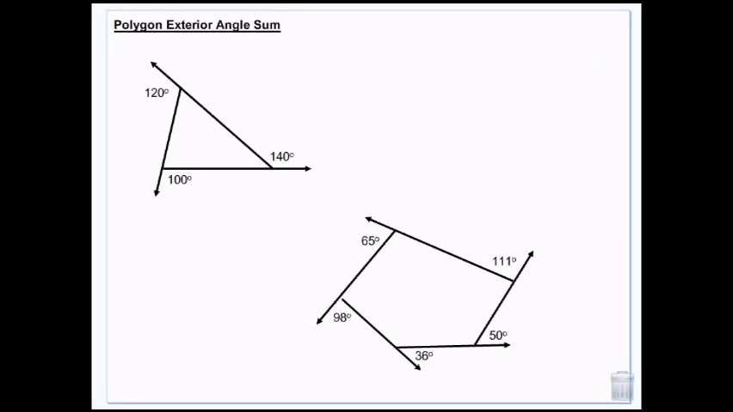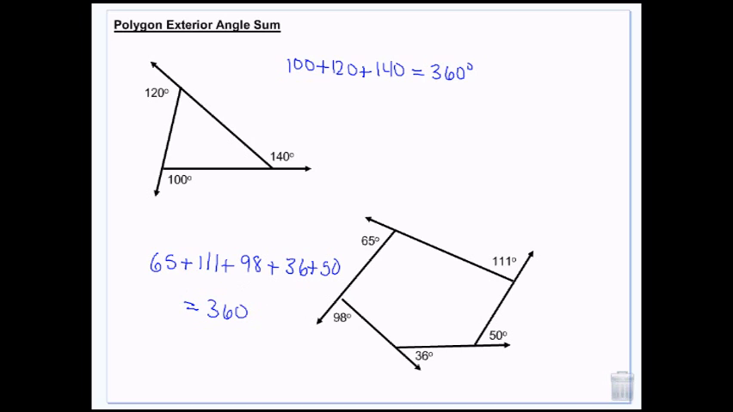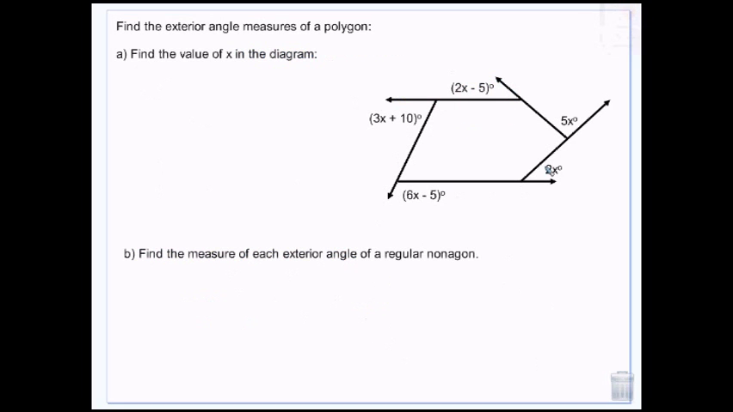We talked about that the angle sum of the exterior angles of any polygon is 360, right? So I can add these up. It's 360. It equals 360. To find x, if we know these are all going to add up to 360, we'll just add them all up.